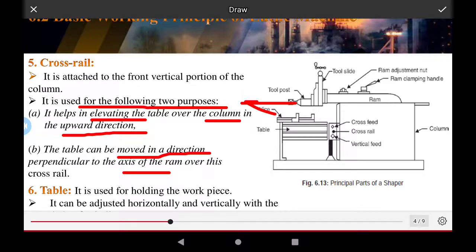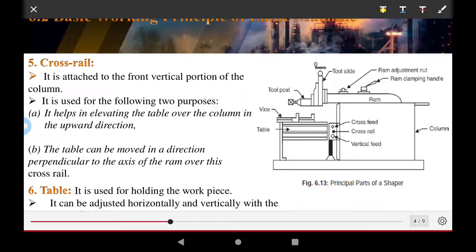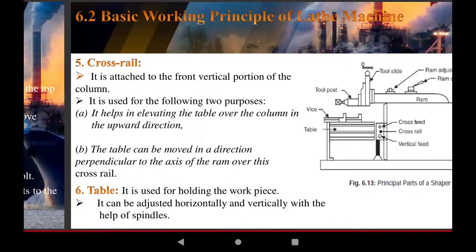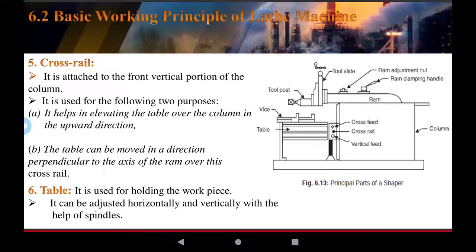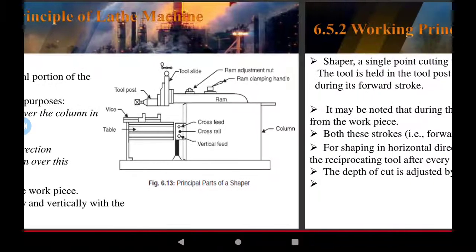The table is used for holding the workpiece. This is the table. The table holds the workpiece. It can be adjusted horizontally and vertically. This is the vertical and horizontal adjustment. This is a sample of the workpiece.